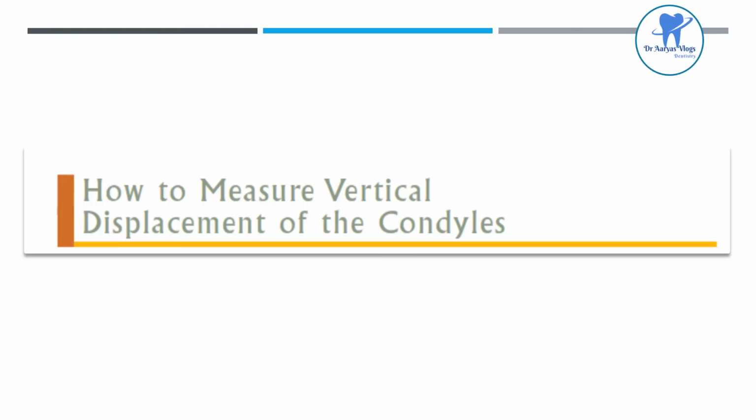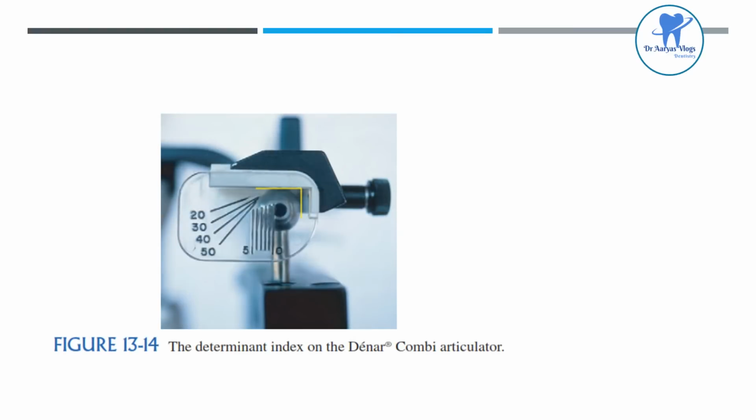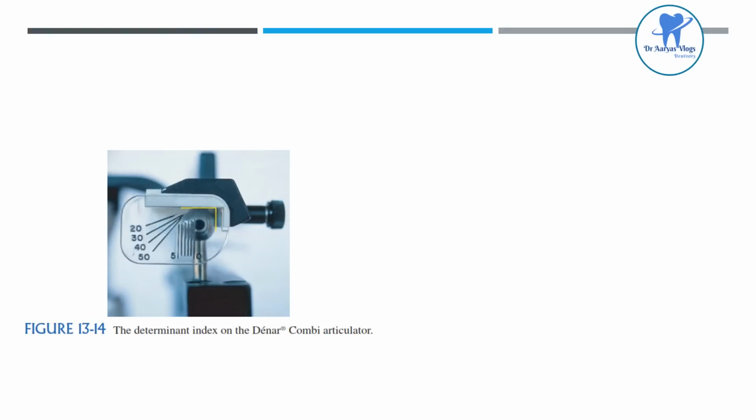How to measure vertical displacement of the condyles? Using the determinant index on the Dina-Combe articulator. This is the determinant index on the Dina-Combe articulator. It can be used to determine the vertical displacement of each condyle during maximal intercuspation.